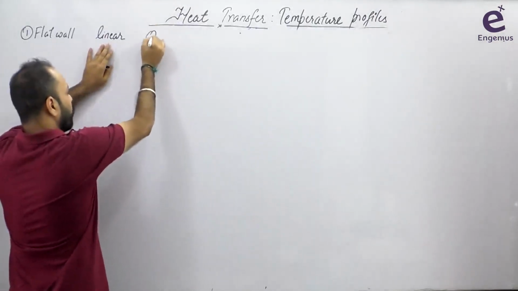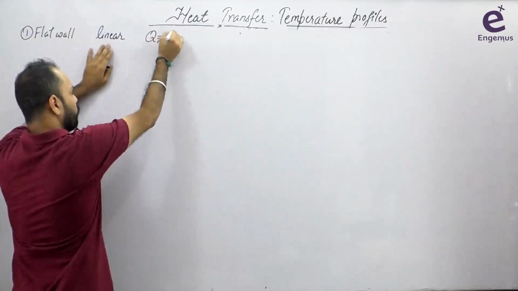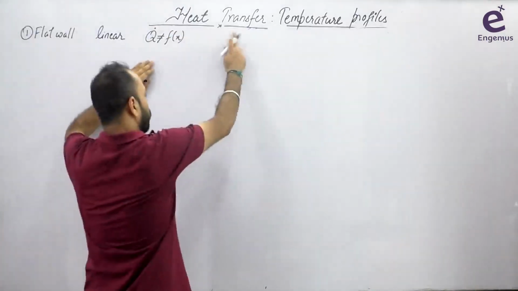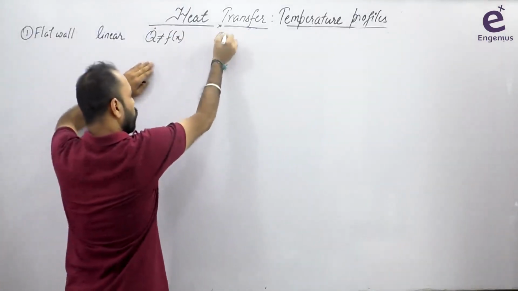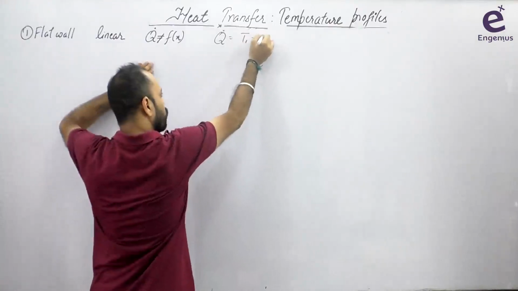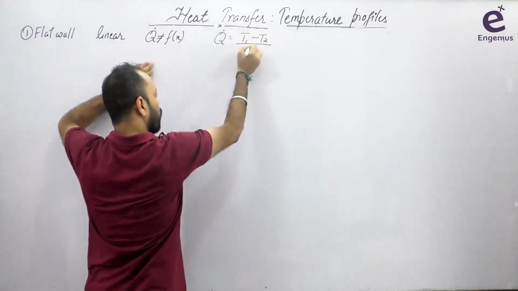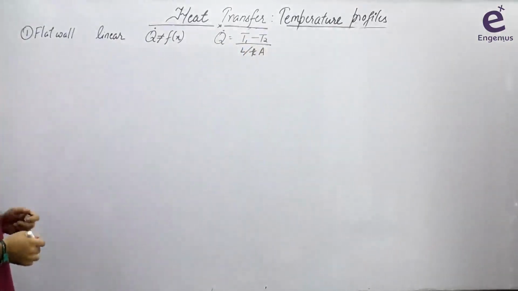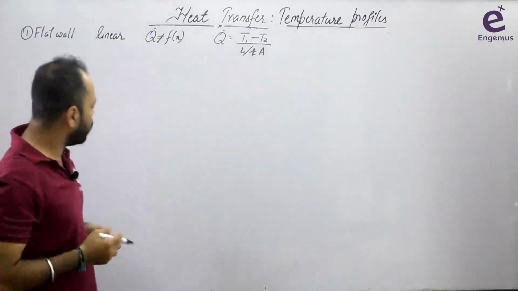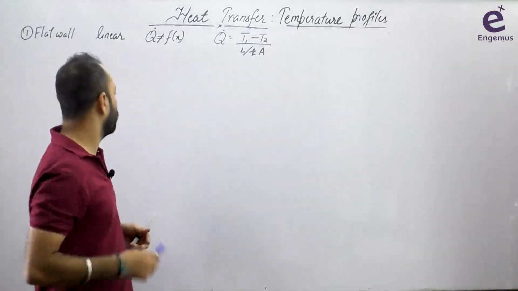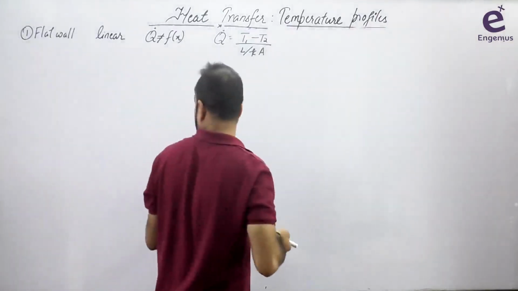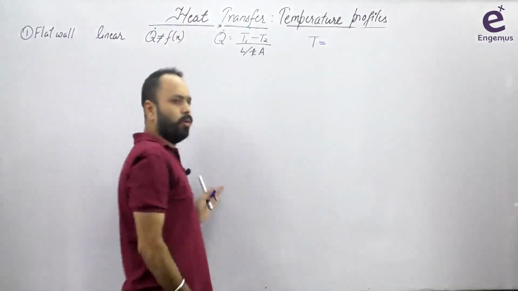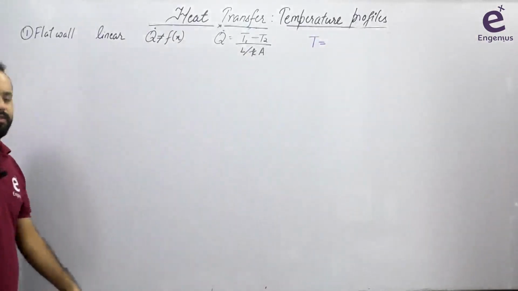Apart from linear, if you see Q was not a function of x, Q was constant, right? How to write Q in the form of driving force by resistance? Q was equal to T1 minus T2 divided by L by K into A, right? Steady state heat conduction through a wall. Temperature profile भी लिख ही लेते हैं, let's see what we can write here. So T is equal to, कैसे लिखते हैं, y is equal to mx plus c ना, this was what was the slope of line, right?